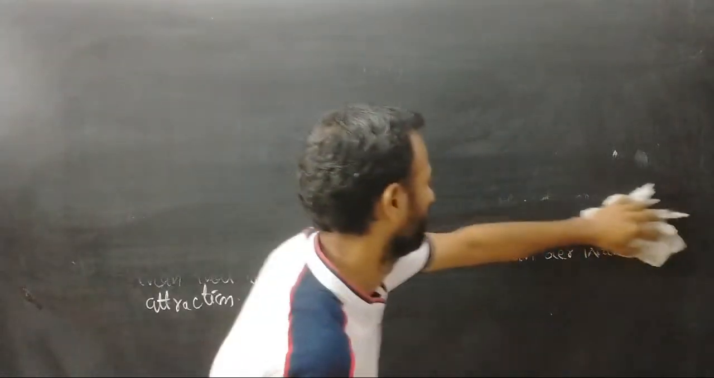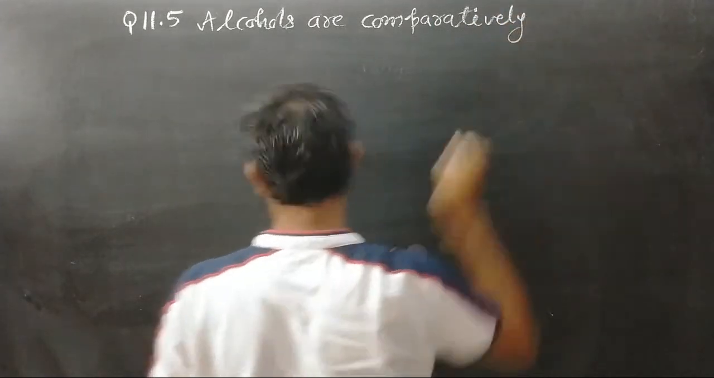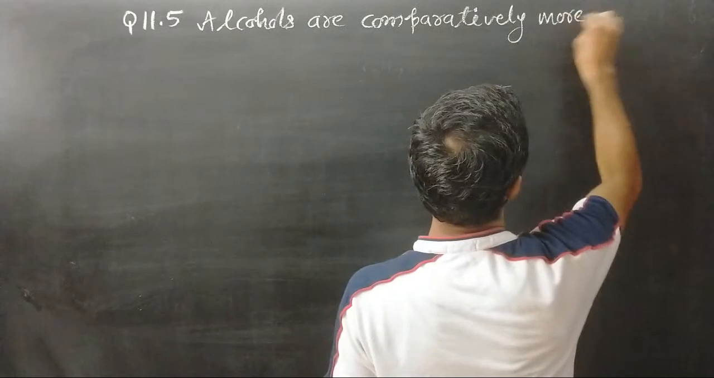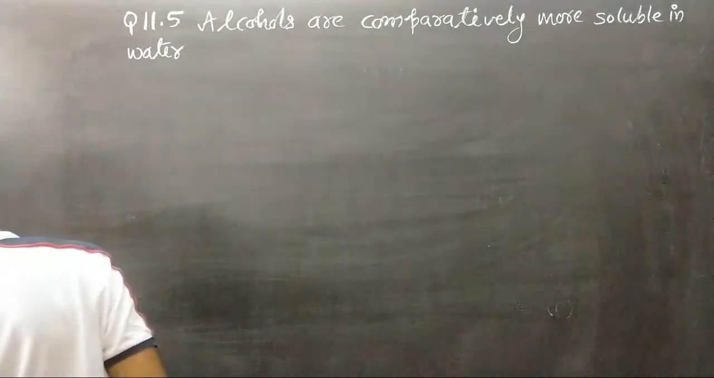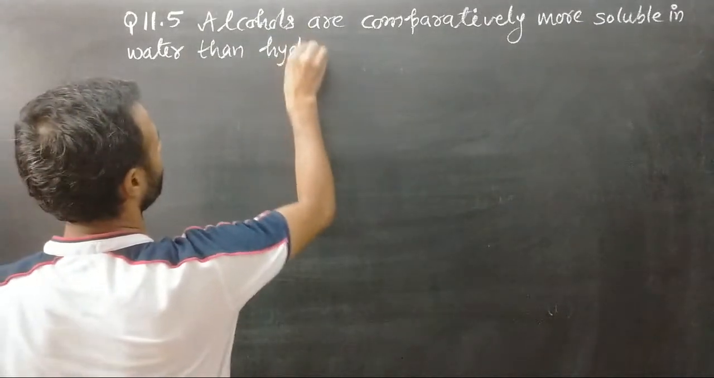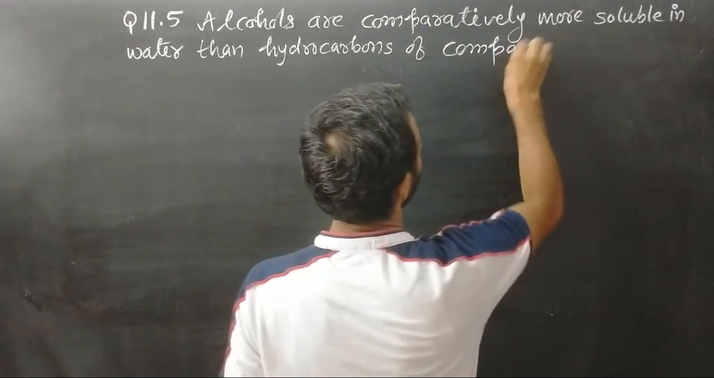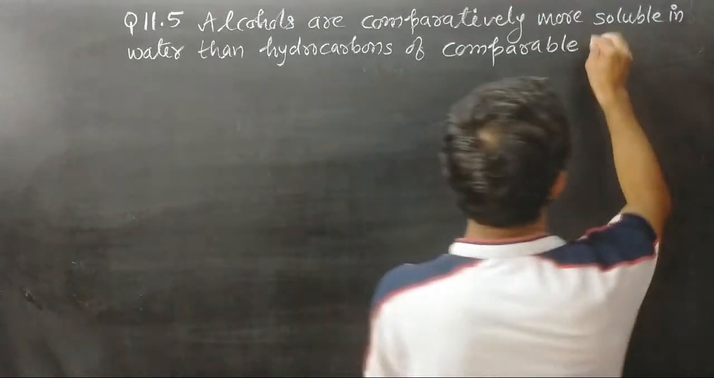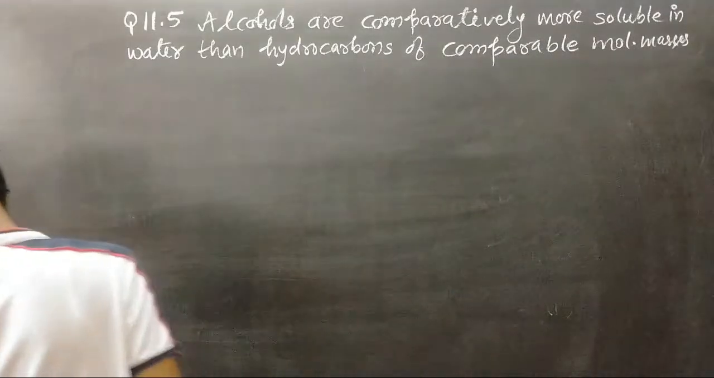Now 11.5. Alcohols are comparatively more soluble in water than hydrocarbons of comparable molecular masses. Explain this fact.